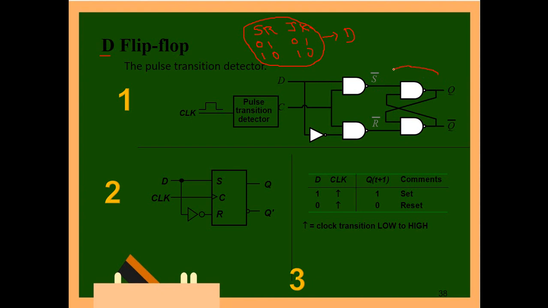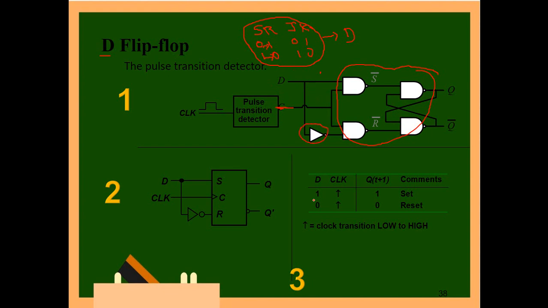We already know how the SR flip-flop works. Here we take S and R in complement form, because when S is 0, R is 1, and when S is 1, R is 0, they are complements, not equal. So that operation we take, and we use pulse transition here, connected to here. The difference between the SR and D flip-flop is that SR has S and R independent, but here we use the complement.